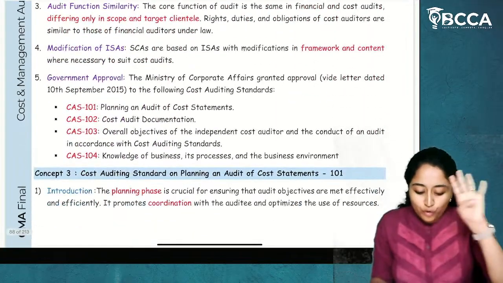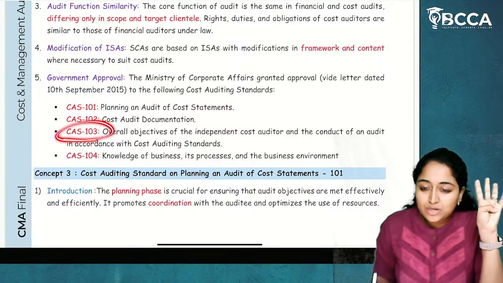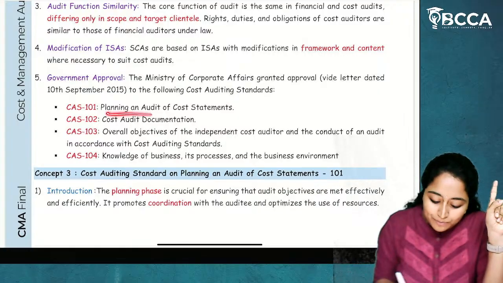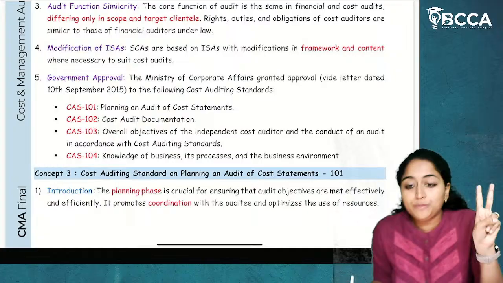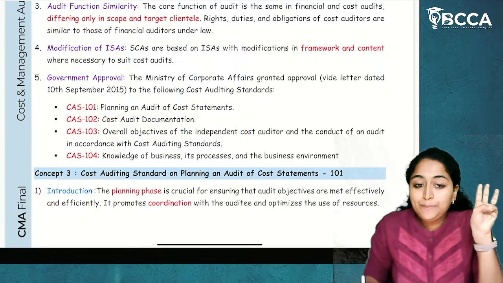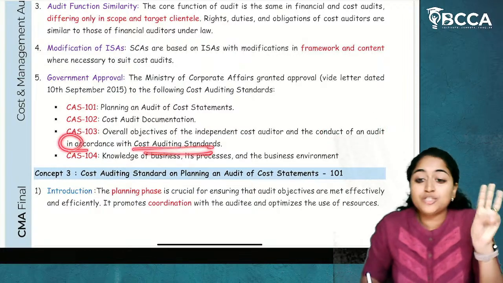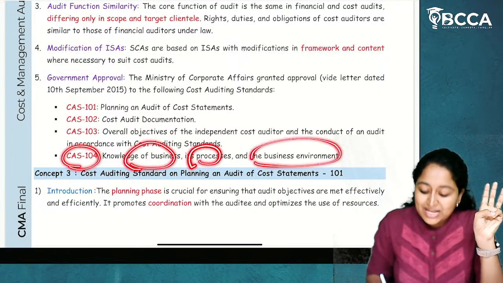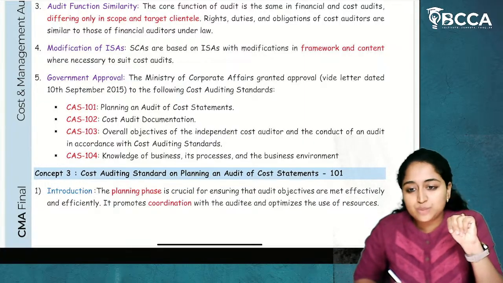In this we have 4 standards: CAS 101, CAS 102, CAS 103, and CAS 104. 101 tells about planning and audit of cost statements. 102 tells about cost audit documentation. 103 tells about the overall objectives of the independent cost auditor and conduct of an audit in accordance with the cost auditing standards. And 104, knowledge of business, its process, and the business environment. These are the 4 cost auditing standards which we have.